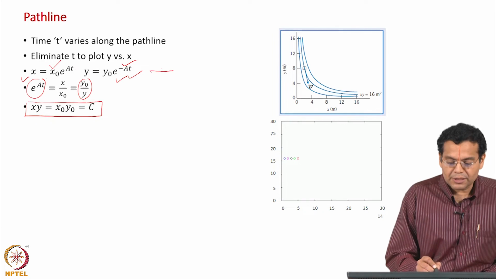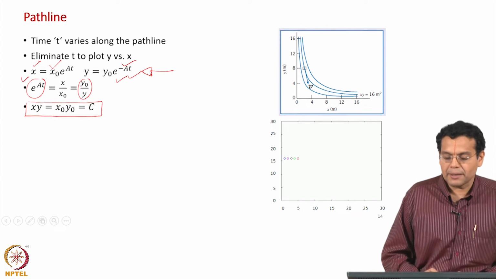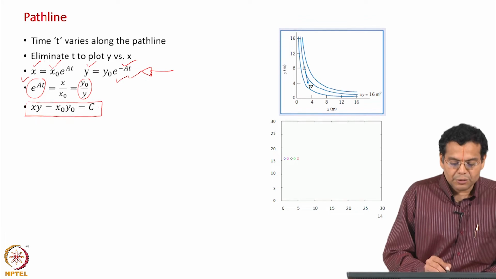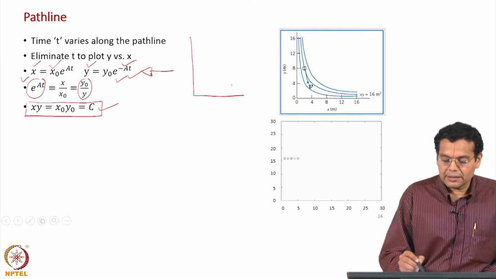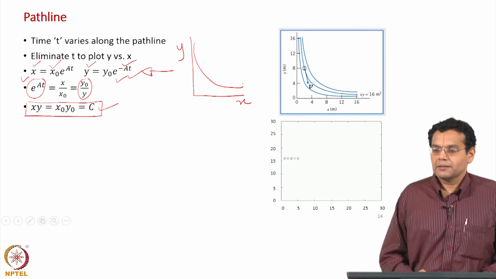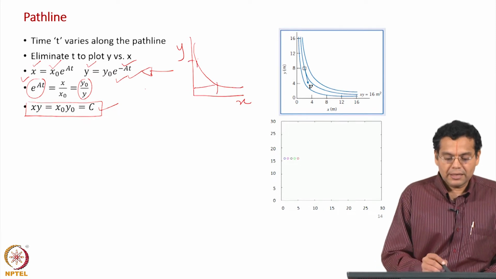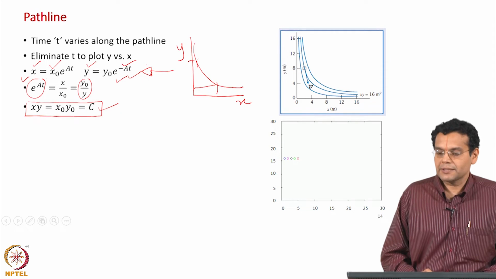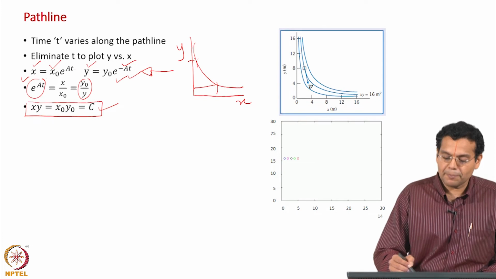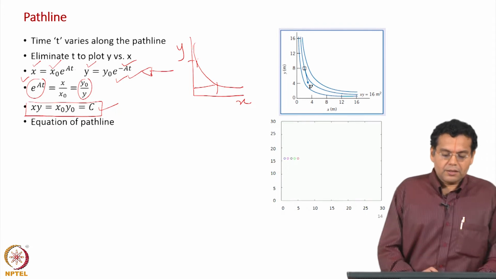What is the use of this equation? If you give me time, I can find out what is the x coordinate of the particle, I can find out what is the y coordinate of the particle. What is the use of this equation? If you give me the x axis and y axis, I will straight away plot the path line. At every time I find out what is x, what is y; that is the utility of these two expressions. This straight away gives me the equation of the path line in xy coordinates.